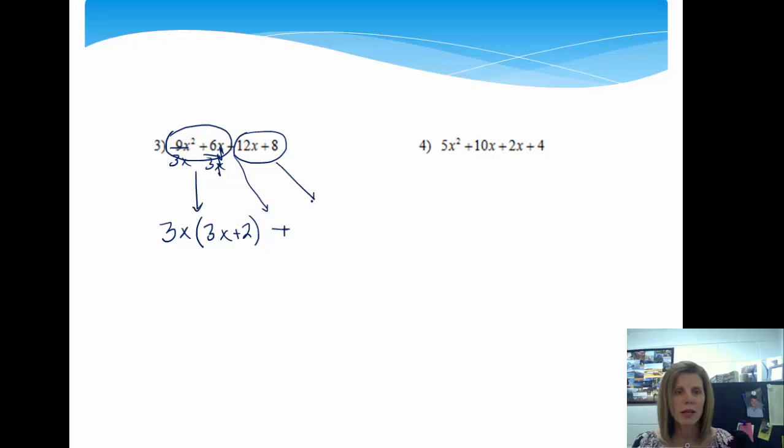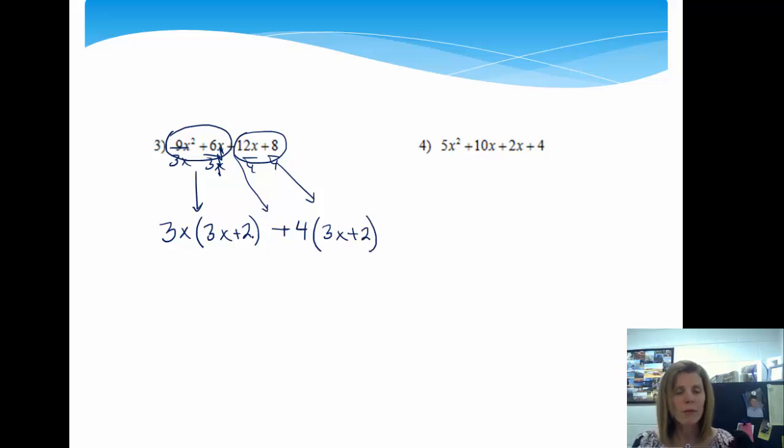Boom. Okay, my next part, what goes into 8 and 12? That's going to be 4. 2 goes in, but 4 goes in and it's bigger. And they both don't have an x, so we'll just factor out a 4. So divide both parts by 4. 12x divided by 4 is 3x. Bring down that plus sign in the middle. 8 divided by 4 is 2.